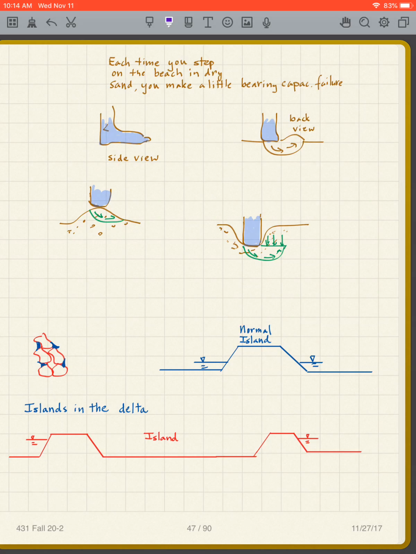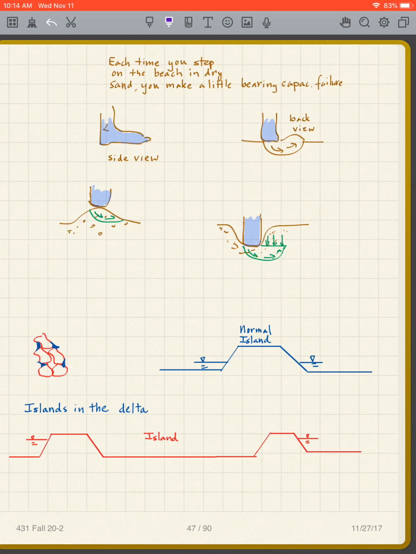Okay, just a couple practical things here. And that is that you can see a bearing capacity failure every time you step on the beach. In other words, each time you step on the beach in dry sand, you make a little bearing capacity failure. How does that look? Well, here's your foot here on the side view. And let's look at the back view.